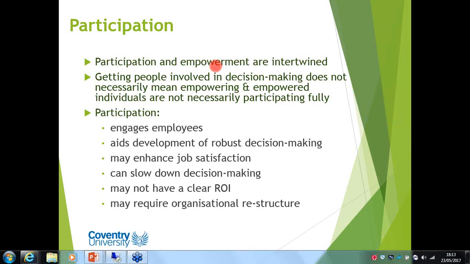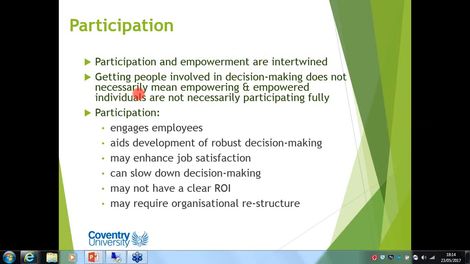So I'm going to switch now to move away from empowerment just for a moment. I'll come back to this at the end of this webinar. So just to switch now to participation, which is very much intertwined and interconnected with empowerment, but is not necessarily the same thing.